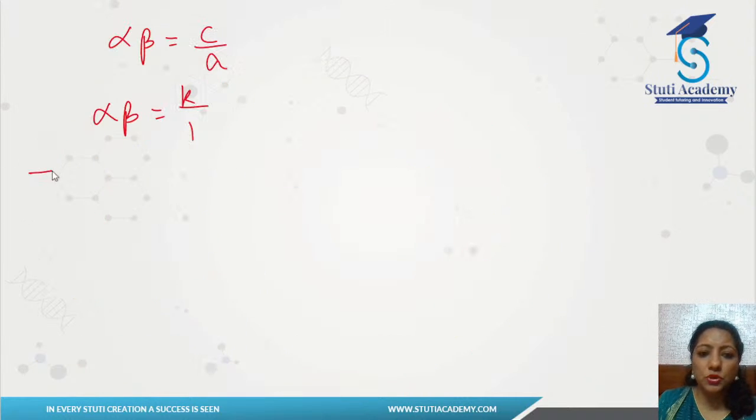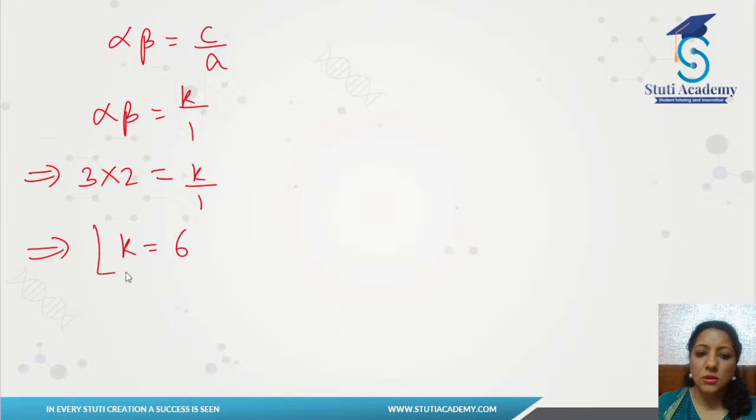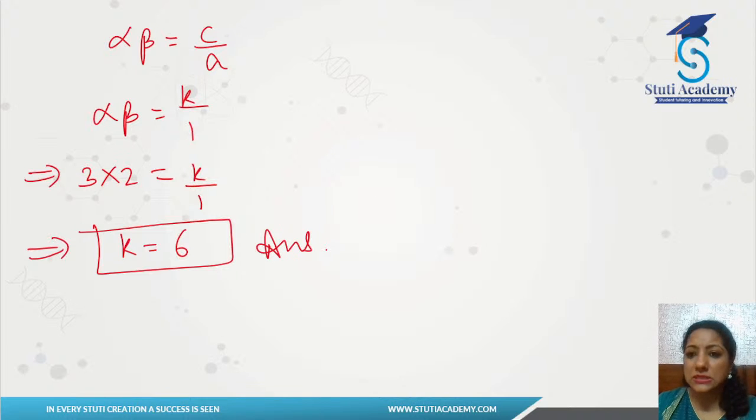So we are going to just put the values here. 3 into 2 is equal to k upon 1. So finally we'll get k is equal to 6. So finally the required value of k is 6. I hope children you've all understood this. So now let us discuss the next question.